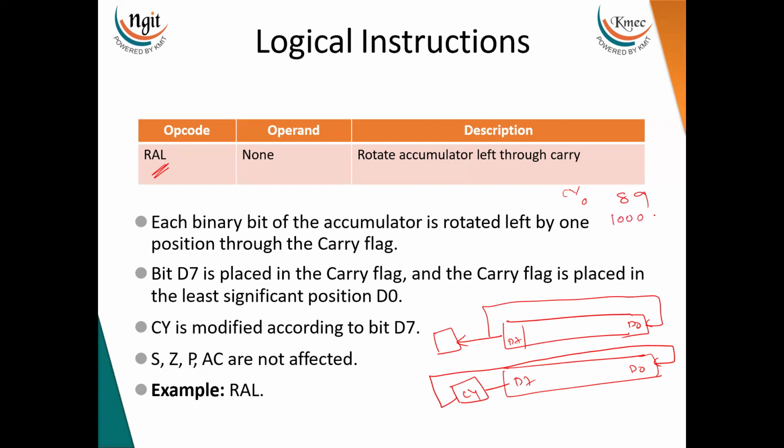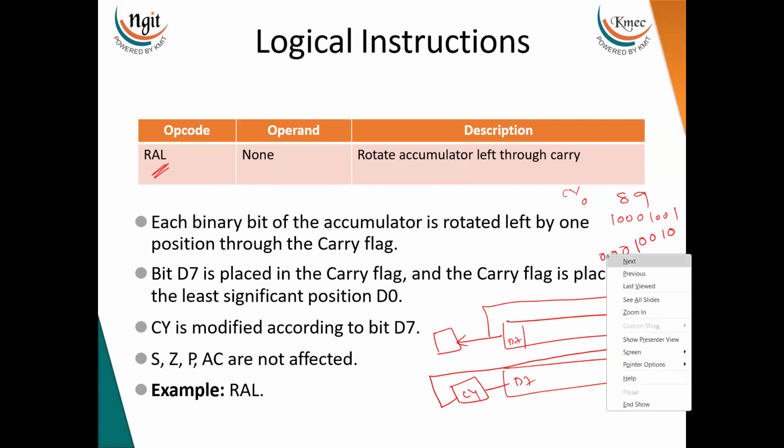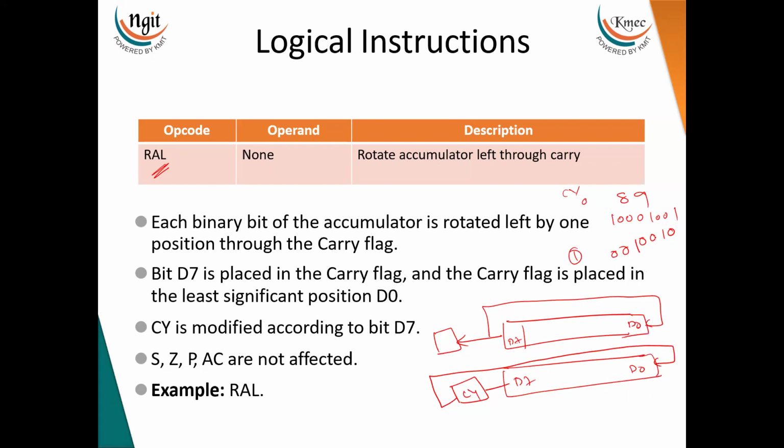This is 0 0 0 1 0 0 1. If I move, then the carry 0 will come here, and these values will move like this: 0 0 0, and carry will be 1. So now this is the data. What is the result of this?